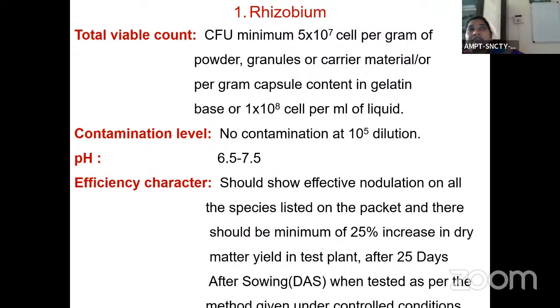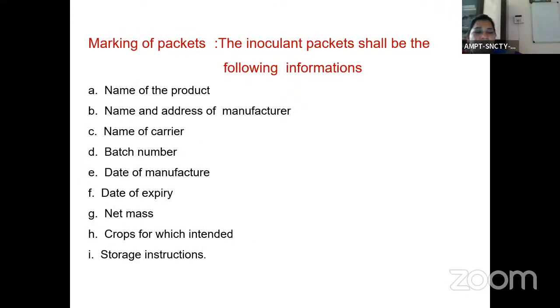For the efficiency character of Rhizobium, it should have effective nodulation. If you check with the particular crop, for all species listed on the packet, there should be a minimum of 25% increase in dry matter yield in the test plant 25 days after sowing, when tested as per the method given under controlled conditions. The efficacy test we can conduct, and we can specify the quality. If any quality lacuna is there, then the producers will be penalized. This is the information I have already discussed, and we have to give it on the packet.